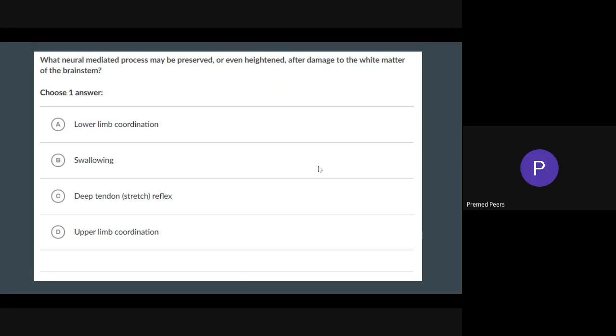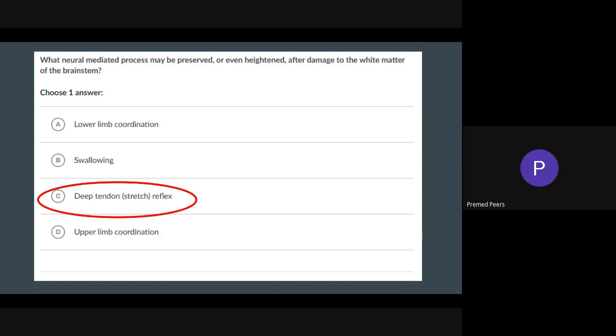Alrighty, so the answer here is going to be C, your deep tendon or stretch reflex, which is one of those spinal reflexes that we covered earlier. So this goes back to our discussion over the spinal cord anatomy from earlier. And if you'll remember, your spinal cord white matter is responsible for information going to and from your brain. So you kind of have to think about which of these here is not involving your brain. And if you remember, the spinal reflexes can bypass the brain.